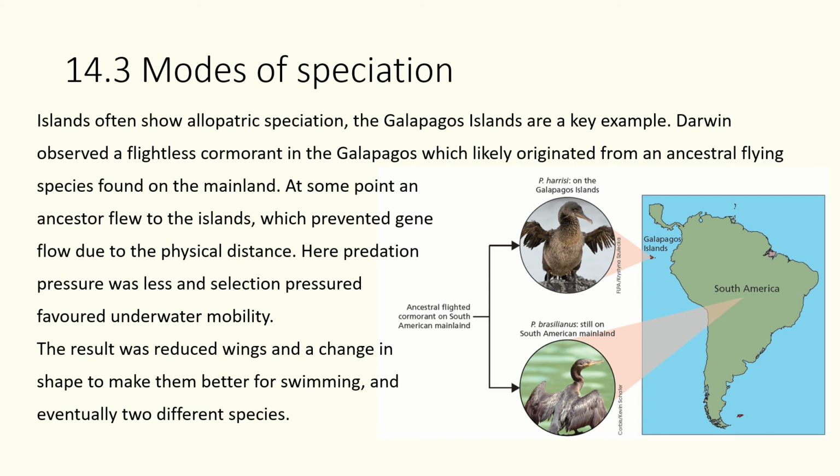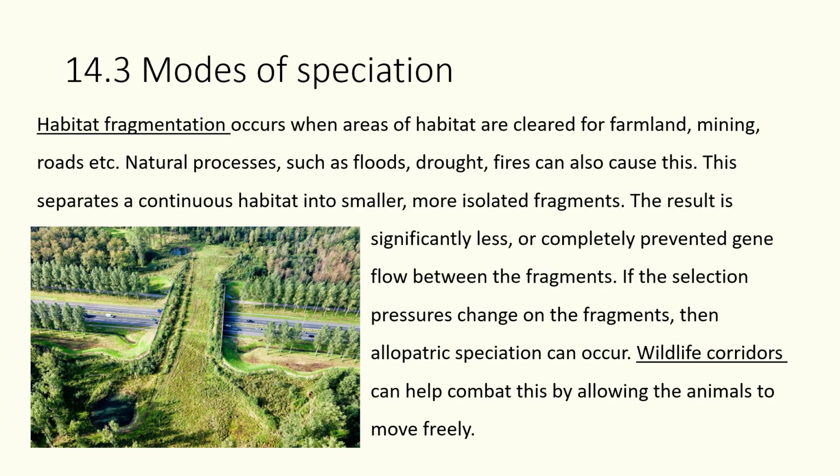So as a result, the most favored trait, the one that made them fitter, was being able to move in the water. So they reduced the size of their wings, and they changed their body shape somewhat so that they are better at swimming. So they were responding to two different lots of selection pressures, and as a result, we end up with a different species on the Galapagos Island that is flightless, and one on the South American mainland that can fly. So that's a great example of allopatric speciation there.